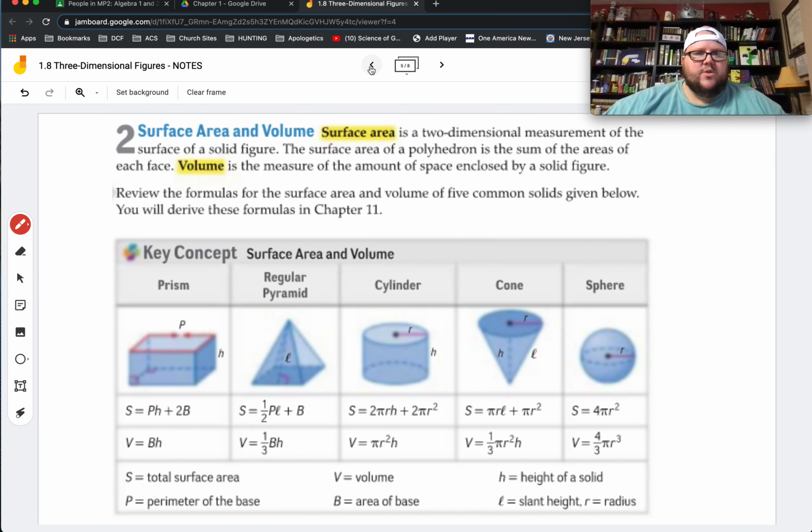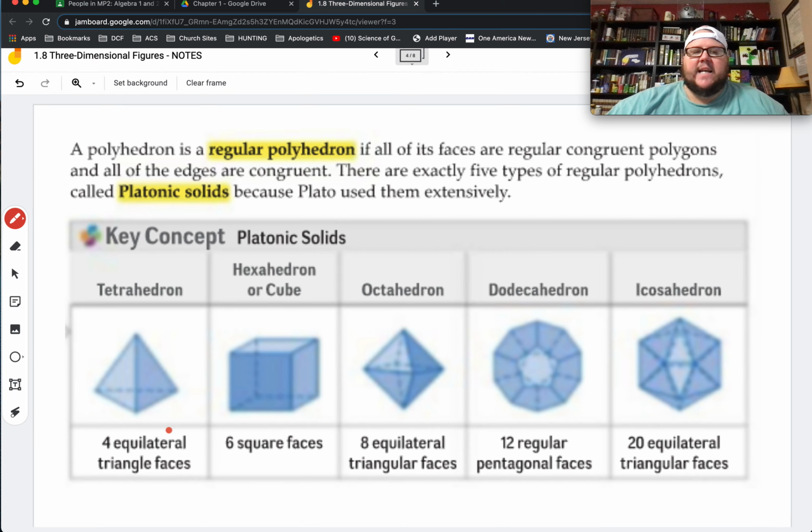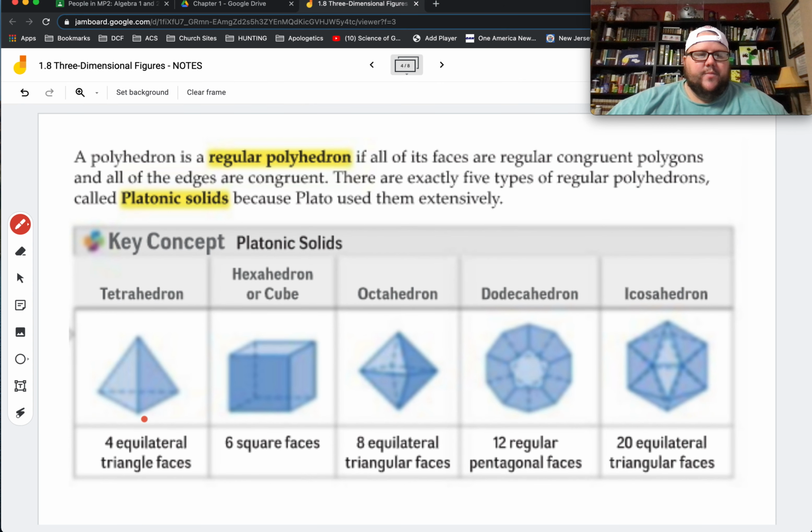We're going to look at this real quick. This is the last thing we're going to look at. A polyhedron is a regular polyhedron if all of its faces are regular, congruent polygons, and all of the edges are congruent. That means everything has to be congruent. You'll notice that this has 3 triangles that are all congruent, and then the base is a triangle that's all congruent. So that's a tetrahedron.